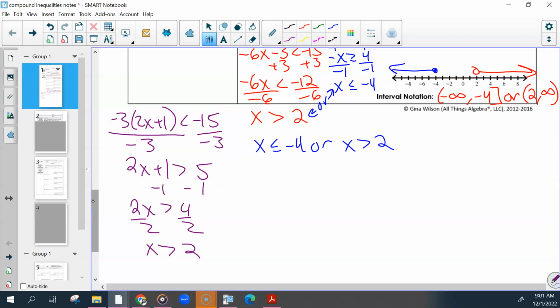Questions on that second way, or this problem in general? Okay. So now let's talk about the other type. We talked about or, how they graph apart. Really, you need to know that these two are opposites.